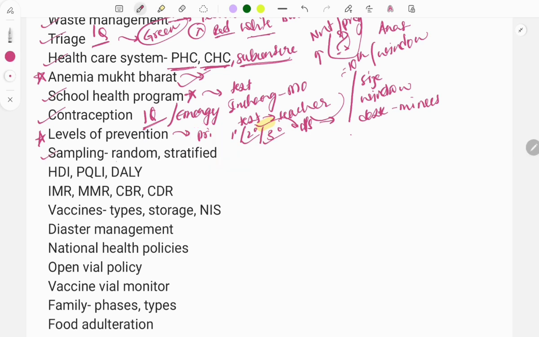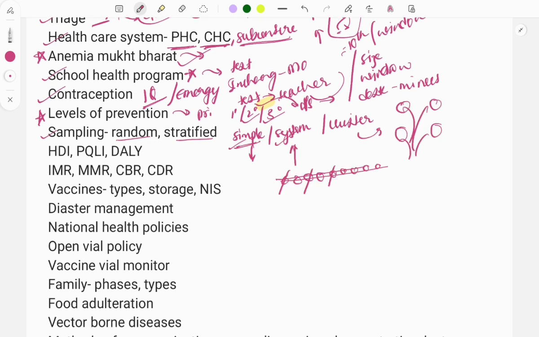Then moving on, questions are asked on sampling. It can be of two types, the random, then the stratified. So types are the simple random, then the stratified random, then the systematic random and cluster random. Usually image based questions can be asked, and also definitions can be asked.